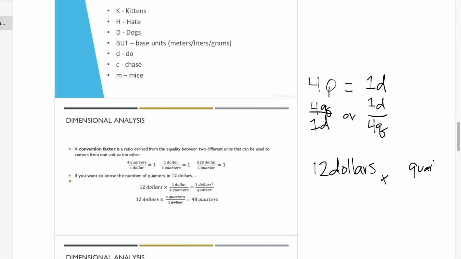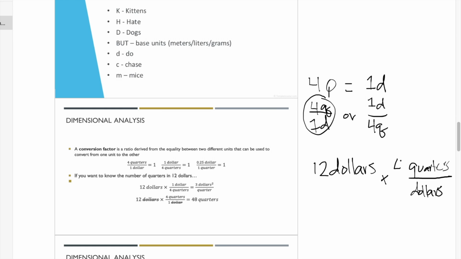So that means that quarters needs to be on top. We also know that we need dollars to cancel out, so dollars needs to be on bottom. So the ratio that we use, these are both the same thing, but we have to put it in the correct format here. Because we want quarters on top, we need to use this one.